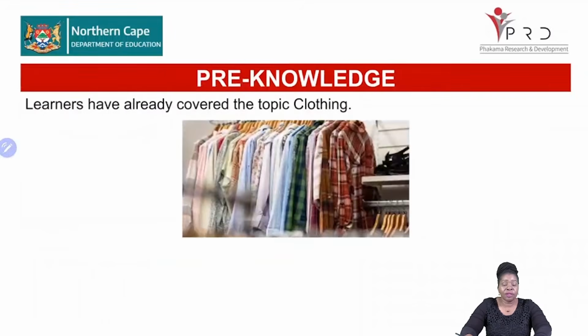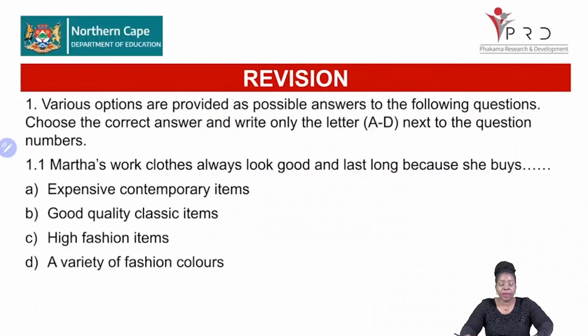Grade 12, we have already covered the topic clothing, so we'll go on to our multiple choice questions that we should expect in section A of our paper. The instruction for number 1 says various options are provided as possible answers to the following questions. Choose the correct answer and write only the letter A to D next to the question numbers.